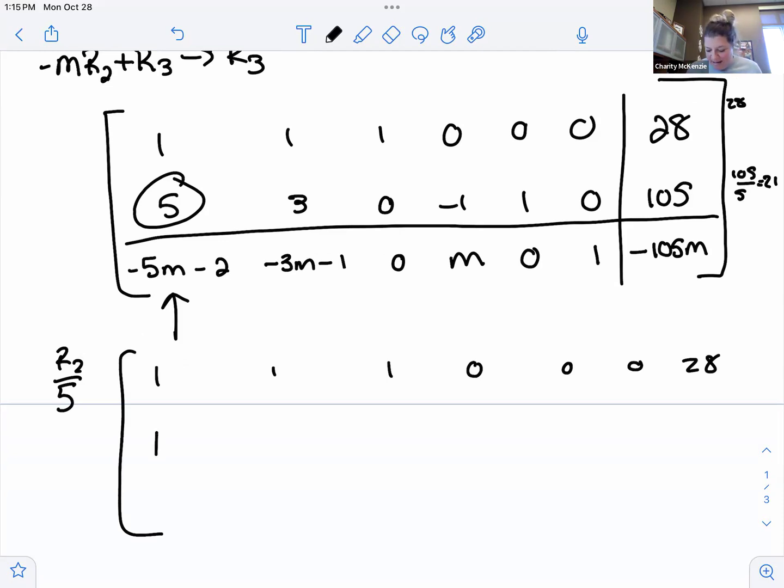So this becomes 1. This becomes 3/5. This becomes 0. Negative 1/5. 1/5. 0. 21. I prefer just to divide them all by 5 and use the fractions. And then I'll just use the fraction key on my calculator if I get stumped. I think that's easier when you divide by 5 than to put it in your calculator and get the decimals. But decimals are fine. Okay, bottom row stays the same.